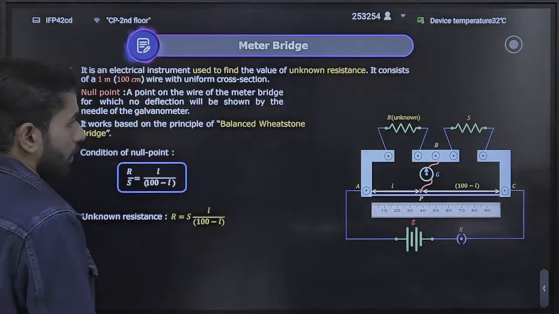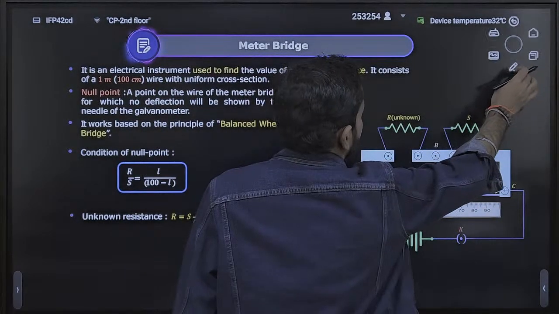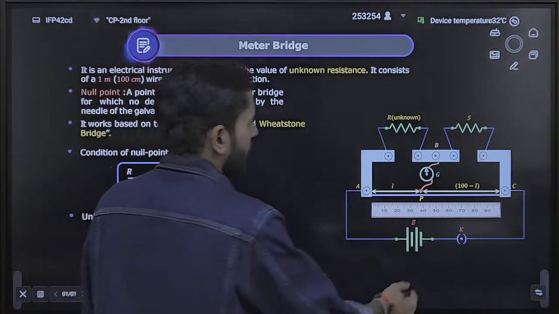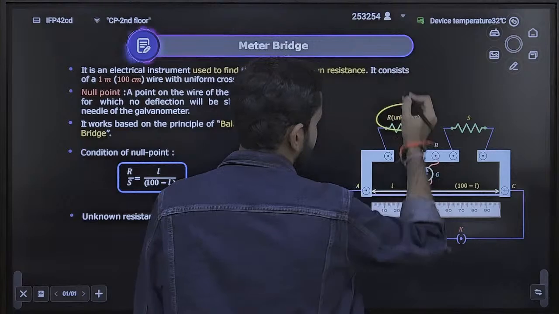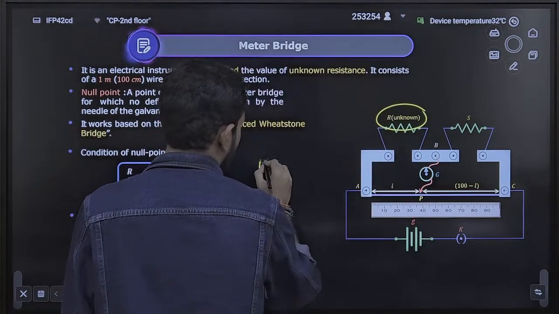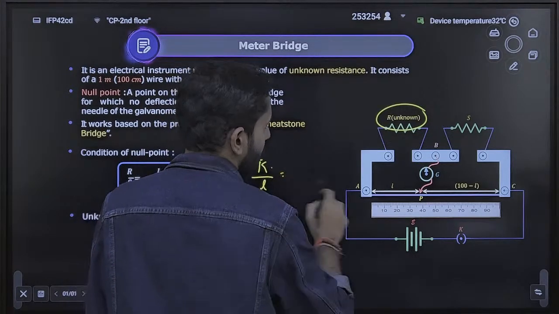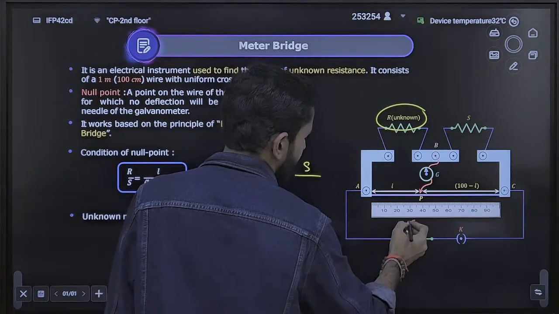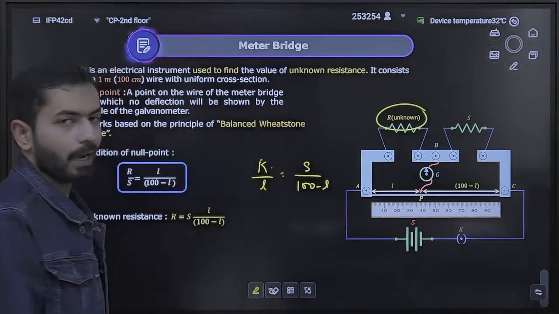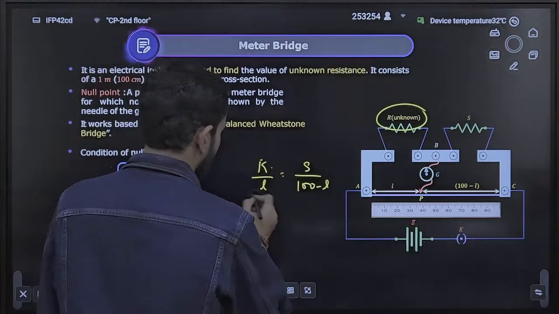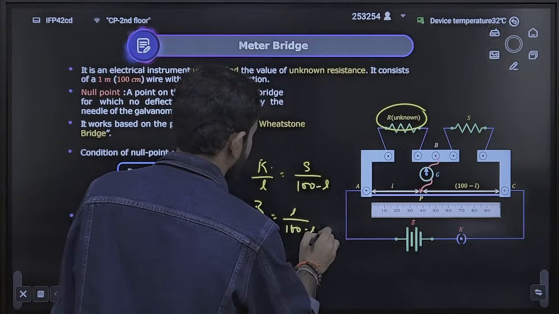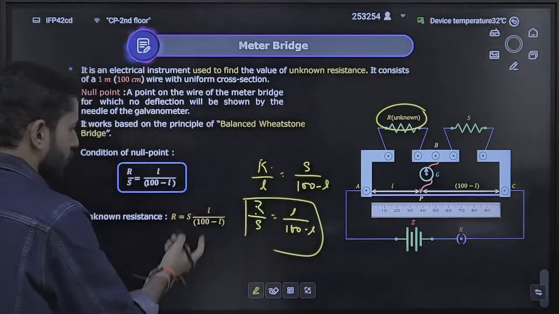Meter bridge. Meter bridge is simply there is the equation. We use a jockey to find a null point. There is an unknown resistance that is applied here. So simply take the ratio of this distance. R by L is equal to S divided by what? This complete length is 100 centimeter, so it can be written as 100 minus L. Correct? So it can also be written as R by S is equal to L divided by 100 minus L. It's your choice in whatever way you want to remember it, you can remember it.